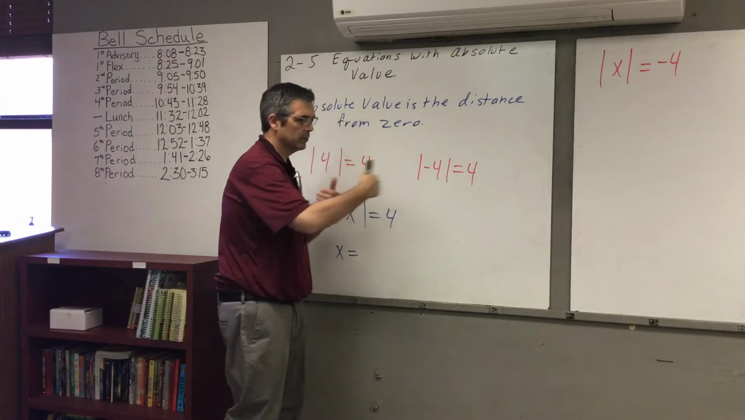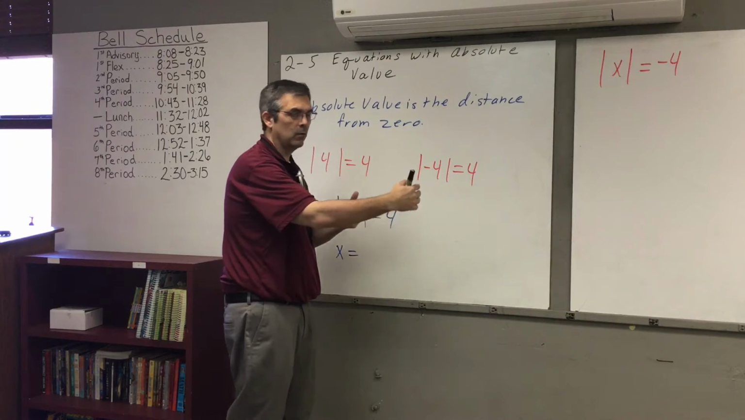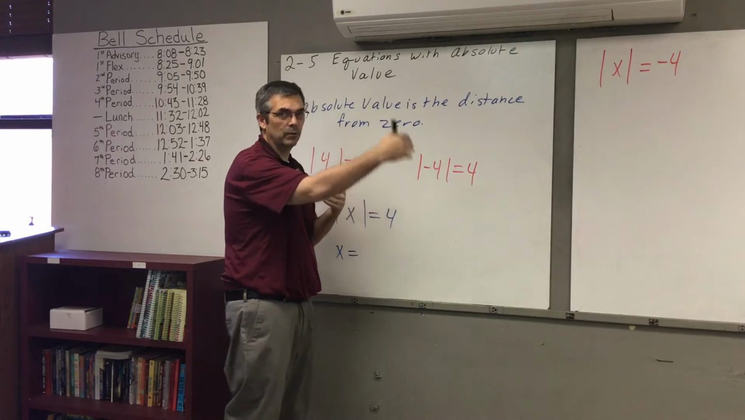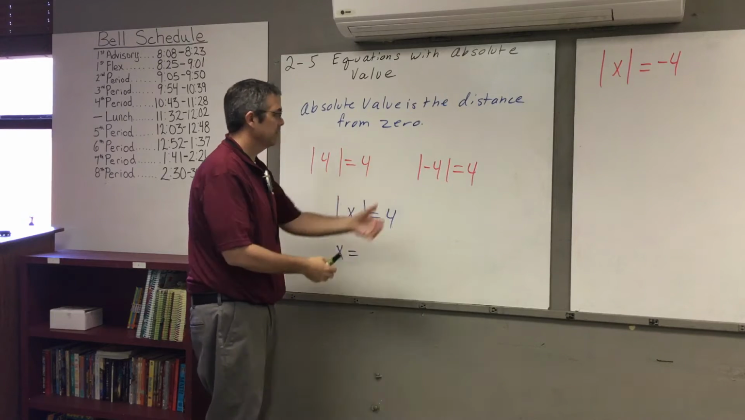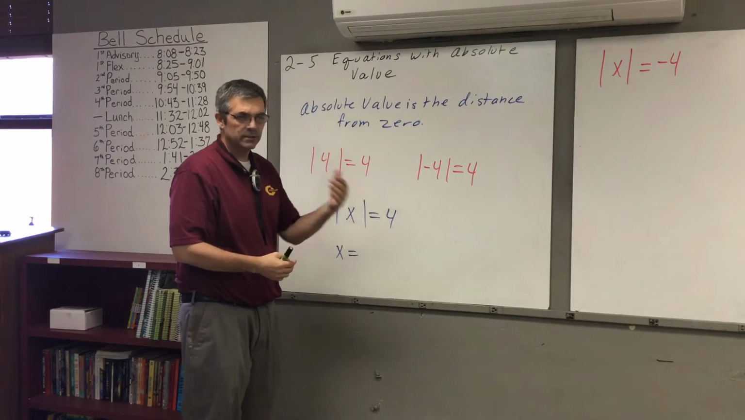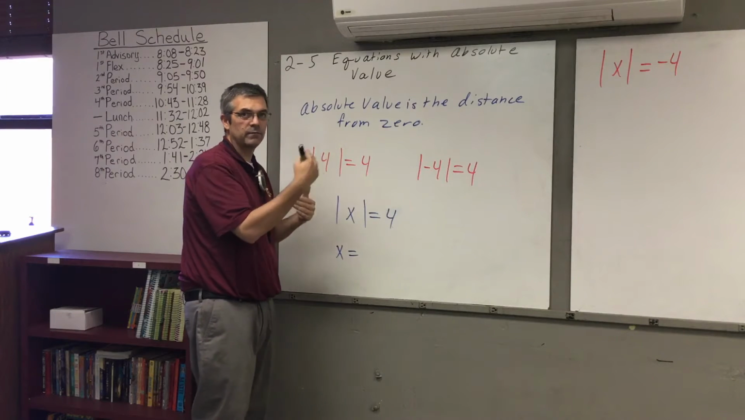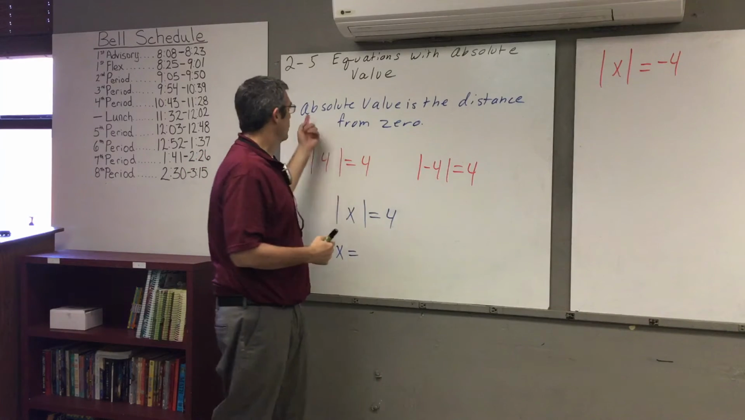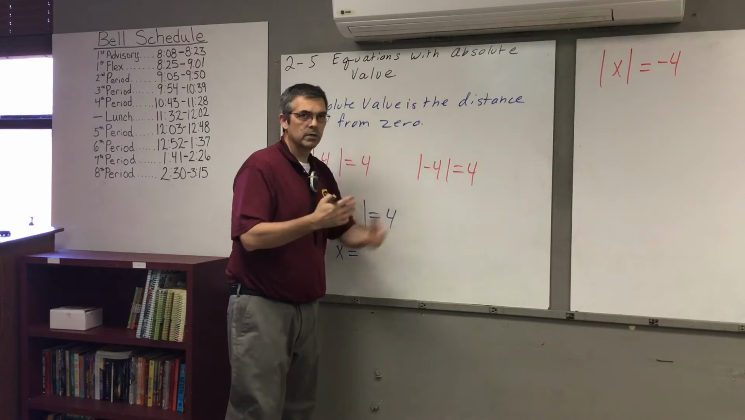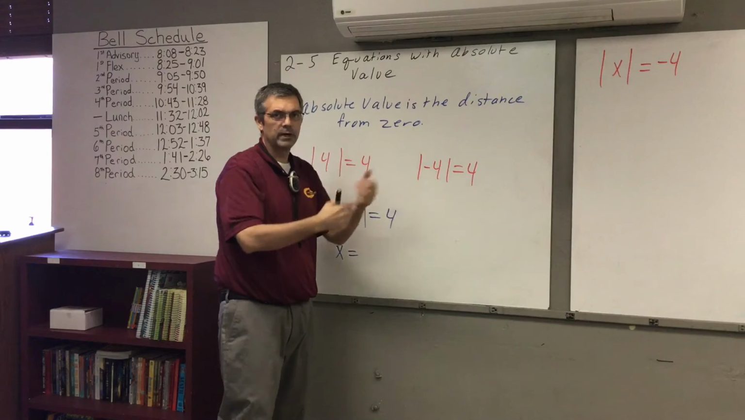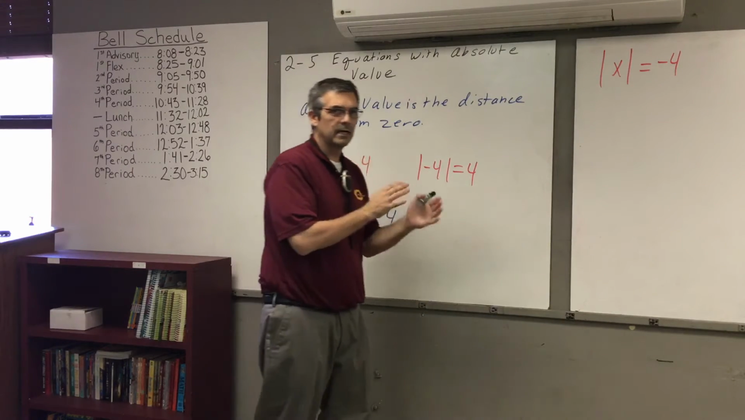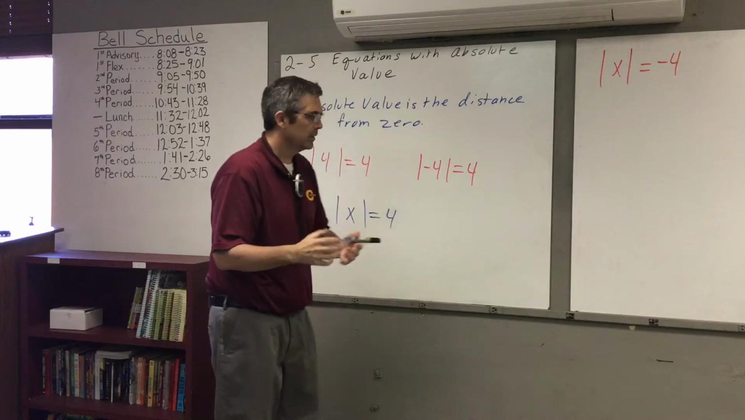zero, right? So if you go to the right, that's a positive 4. Well, 0 to the positive 4 is 4, okay? And if you're going to the left on the number line, 0 to the negative 4, that distance is 4, okay? So when we're talking about absolute value, we're talking about the distance either way. And remember, distance cannot be negative. So that's what we're looking at, all right?